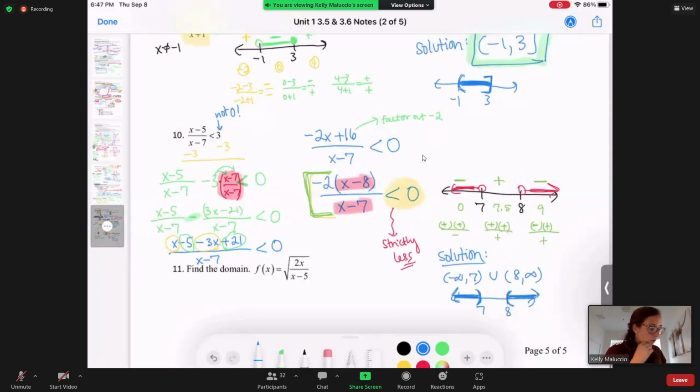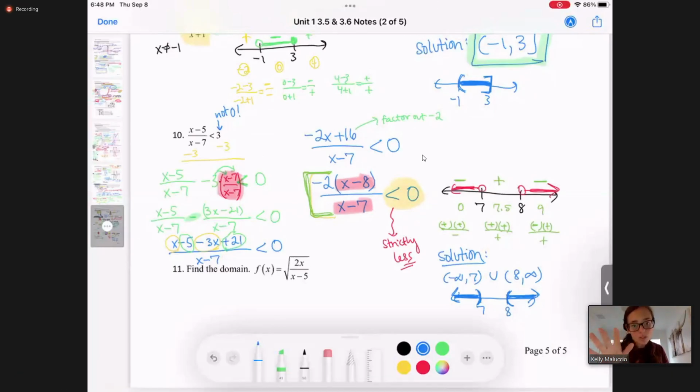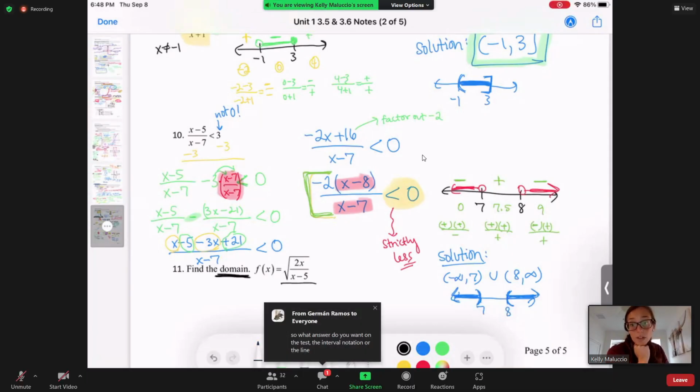Okay, so we have one more. This last question is not as much solving. It's just, well, it is solving, but it's finding the domain. So it's in a little bit of a different way, right? So we're going to find the domain here. We have f of x is this square root, right? This square root function with a fraction, a rational function.